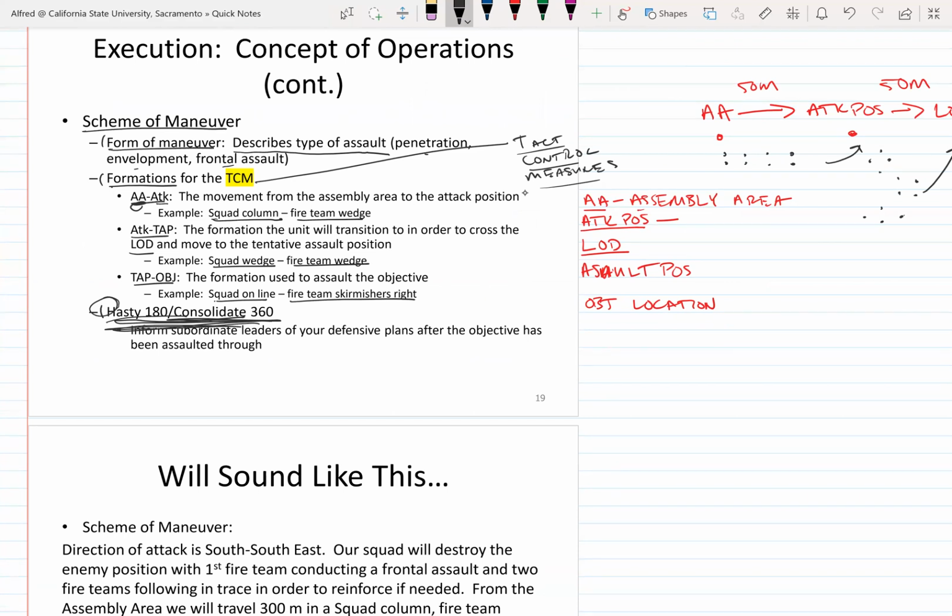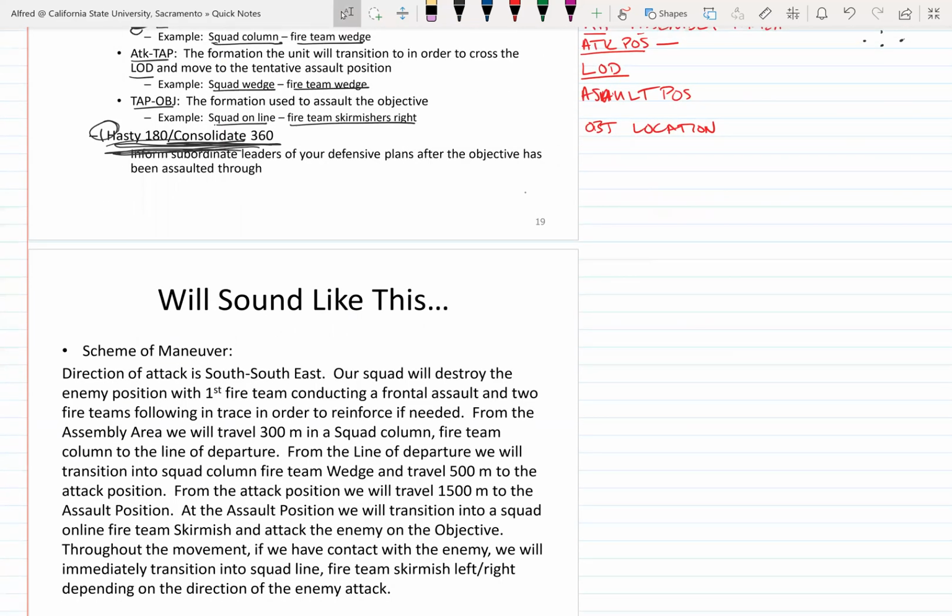Scheme of maneuver. Form of maneuver is just a description: frontal assault, envelopment, penetration, flanking maneuver, and then you do the form of it. So you go over your tactical control measures here, and then you tell them: assembly area to the attack position, what form are you in? Attack position to the line of departure, what form are you in? Line of departure to the assault position, what form are you in? And then assault position through the objective location, what form are you in? So there's quite a bit going on there.